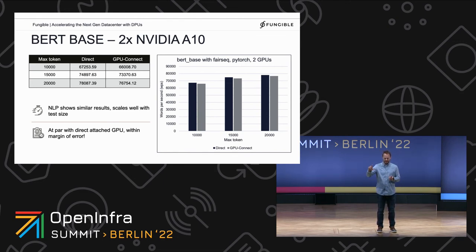A second test, second algorithm, this time with 2 GPUs. Again, you can start to see in the bar graphs a little bit of difference in performance, but it's really 1% to 2%. You could argue that's within the margin of error, but certainly there's a little bit of expense in traversing Ethernet, but a 1% or 2% trade-off in performance versus the ability to drive utilization can have a lot of value.